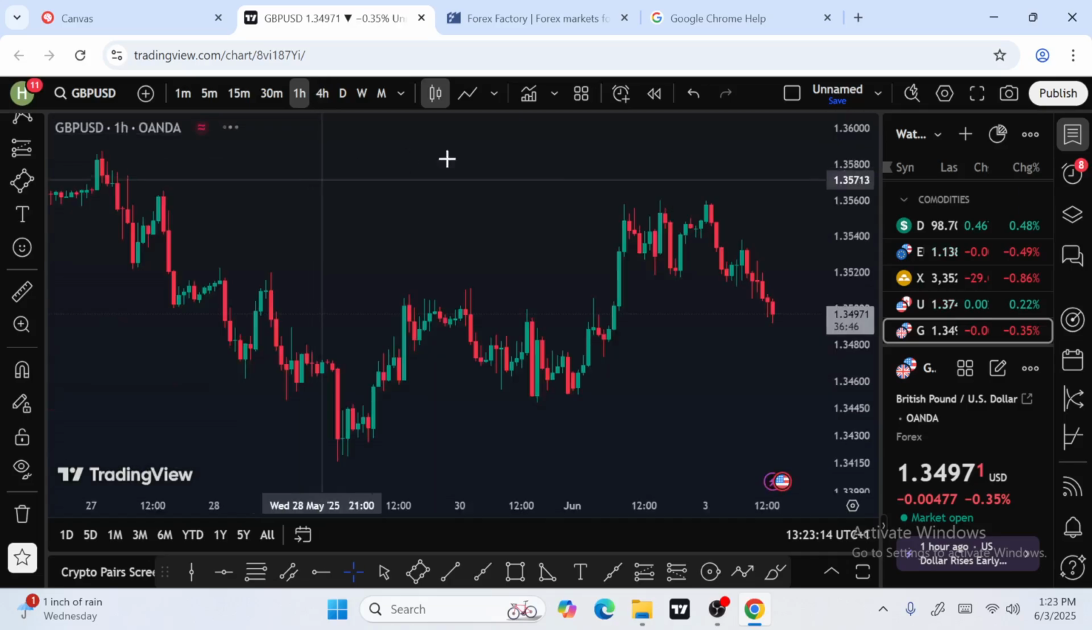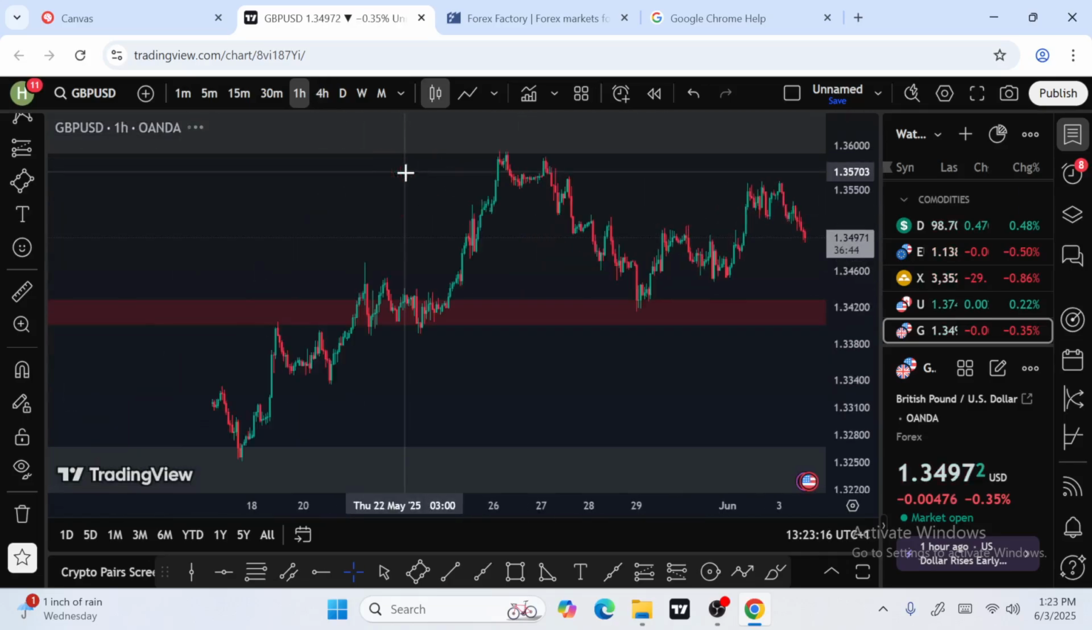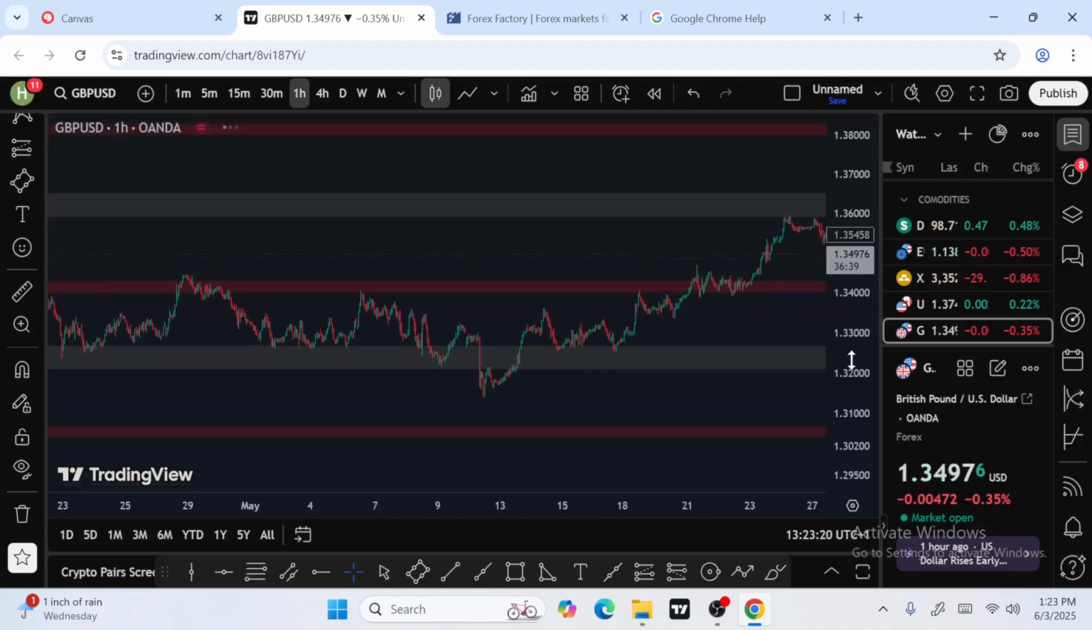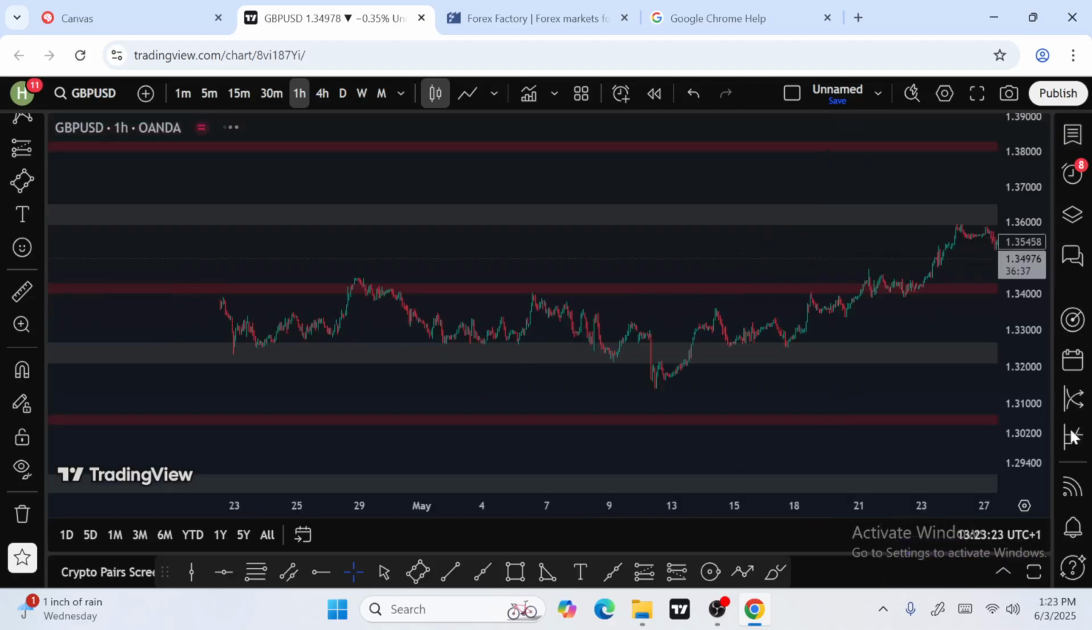4 hours or 1 hour. So we can come to 1 hour and check our minor zones. Okay, correct, correct, nice. Everything is well placed.